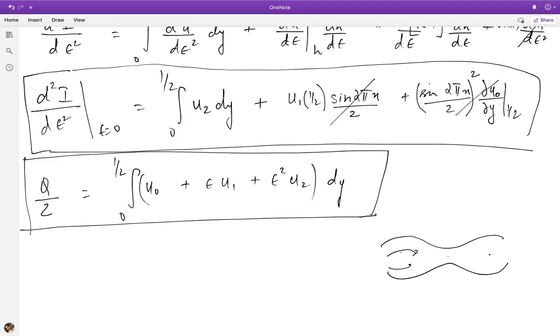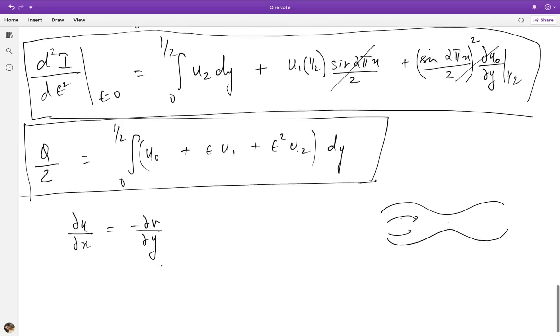But instead of just appealing to your intuition, we can prove this exactly from the equation of continuity. Because in fact, the result that the flow rate remains constant along x is a consequence of the fact that you have mass conservation, along with the fact that there is no fluid entering or leaving from the boundaries. So if I write down the continuity equation here, du/dx is minus dv/dy in general now, not for the perturbed problem but for the full problem.